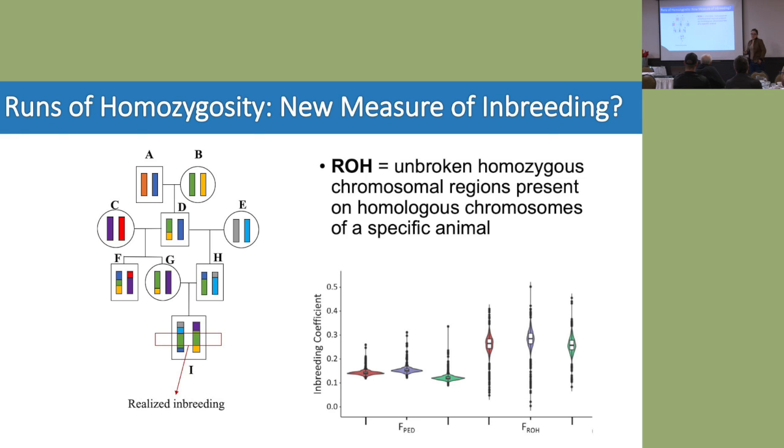So runs of homozygosity, now that we all know what homozygosity is, we can actually measure in the DNA these stretches of DNA that come down and that are identical. Runs of homozygosity, remember this green example here? They're unbroken homozygous chromosomal regions that are present on chromosomes of a specific animal. And they came down into a pedigree, right? So when we start looking at a whole bunch of different animals, we can see a lot more variation in inbreeding coefficient by using this DNA information.